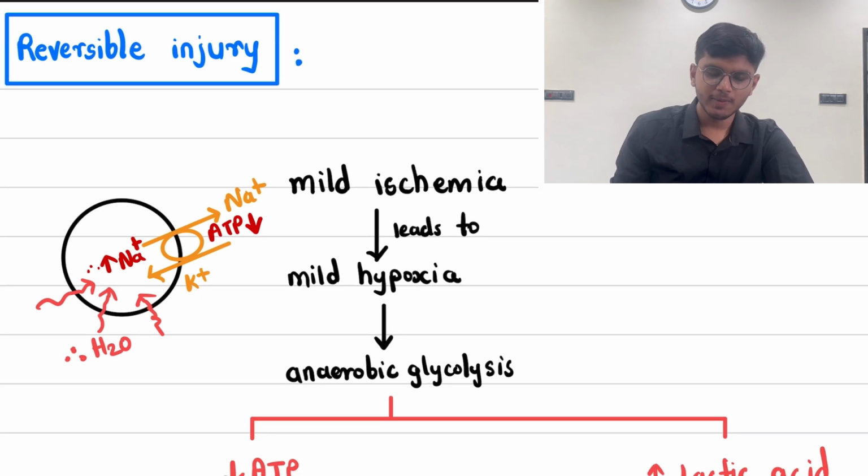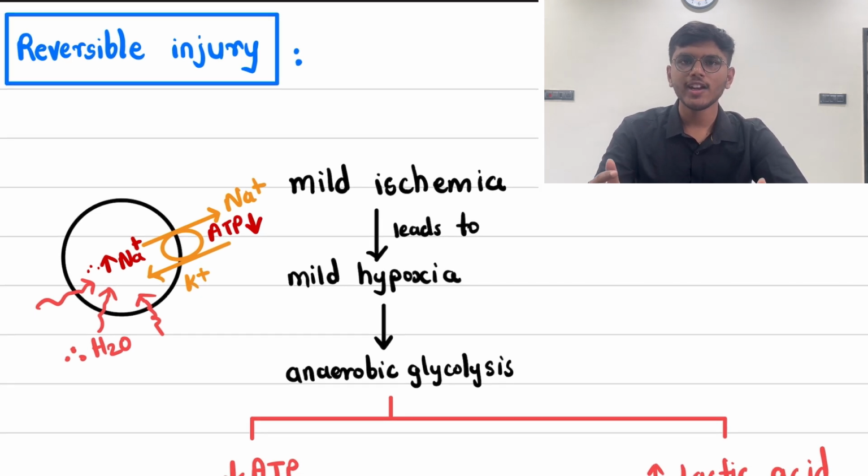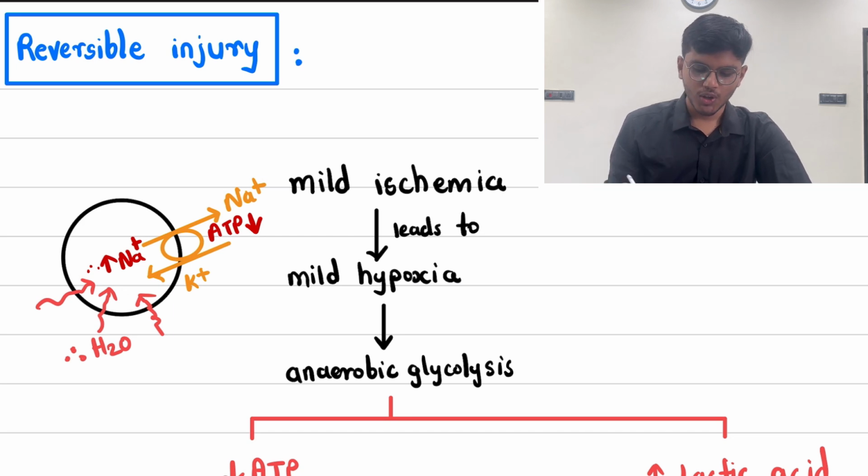So what is reversible injury? The injuries which can get reversed by itself are known as reversible injuries. It can be reversed by the body's own mechanisms or it can be accelerated by the drugs given by the doctors. So we will start with today's topic.